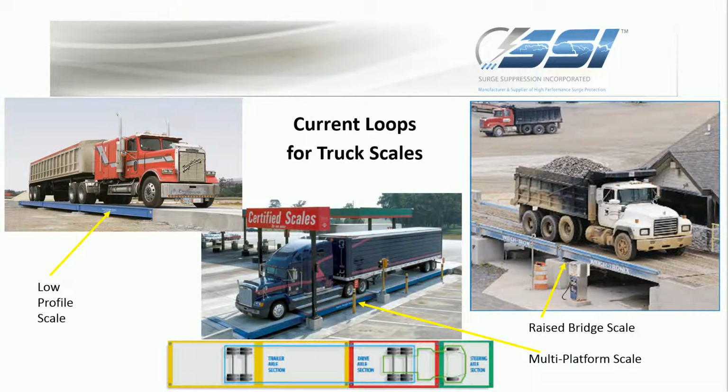The top left image is a low-profile scale. On the right is a raised bridge scale. On the lower left is a multi-platform scale. There are three sections: the steering area section to measure the weight on the front axle load, the drive axle section to measure the weight on the drive axles, and the trailer area section to measure the weight on the trailer axles.